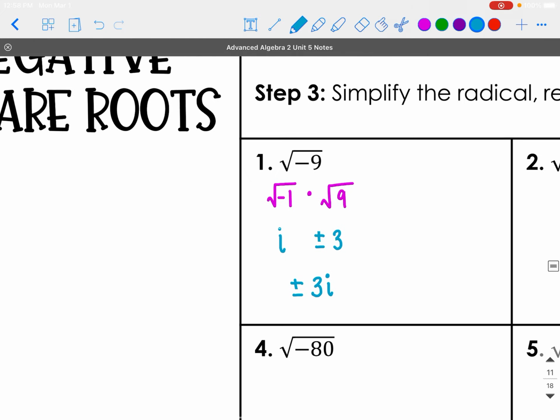Whenever you're writing your answers, you always put the plus or minus first. Then if you have just a regular number, you put that. Then if you have i, and then if you have a square root. That's kind of the order that you would write them. You don't write i3, you write 3i.